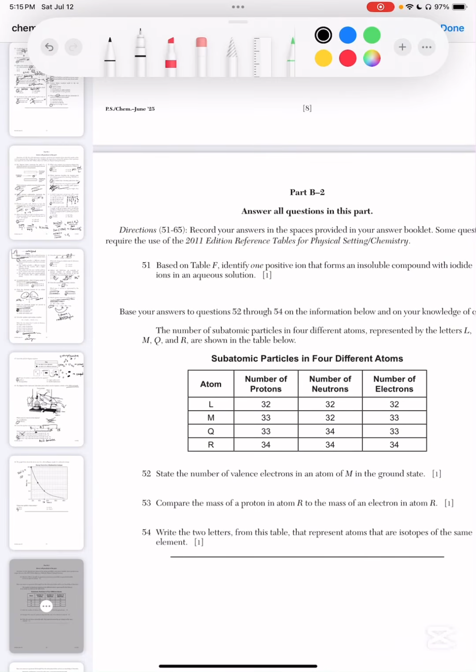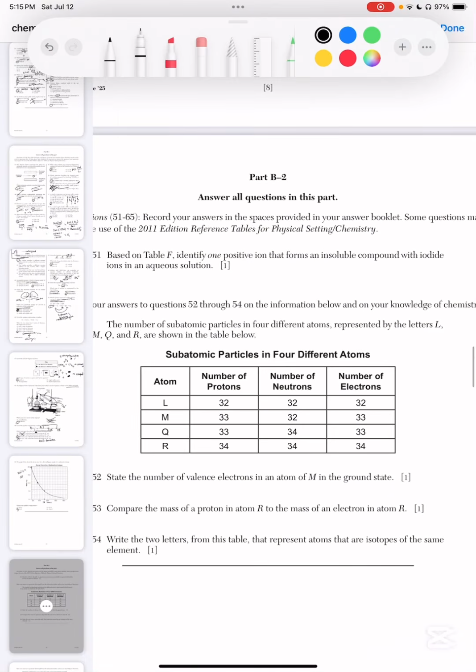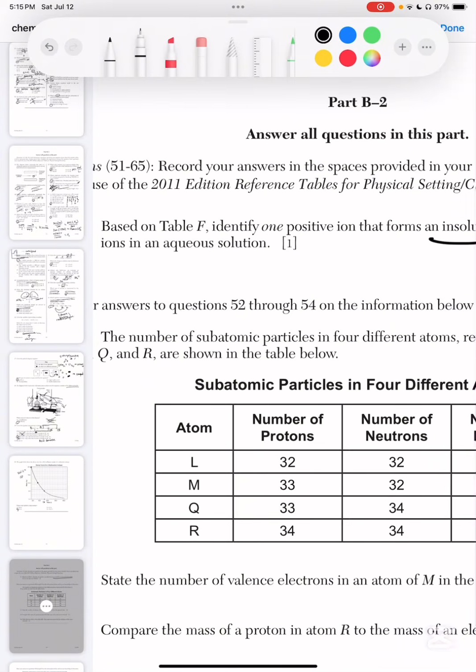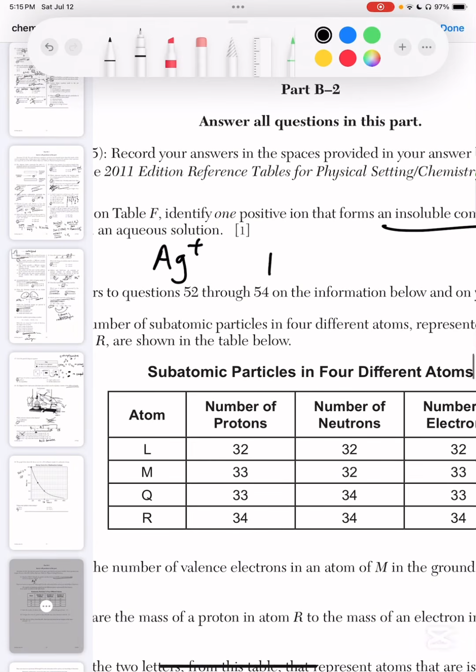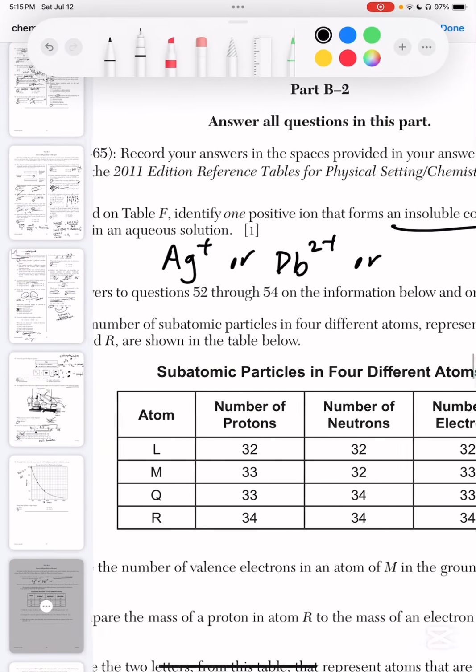Alright, FRQ section. Based on table F, identify one positive ion that forms an insoluble compound. Okay, so with the halides, you have a few options here. I think it's silver. You can also do lead, or you can do mercury.